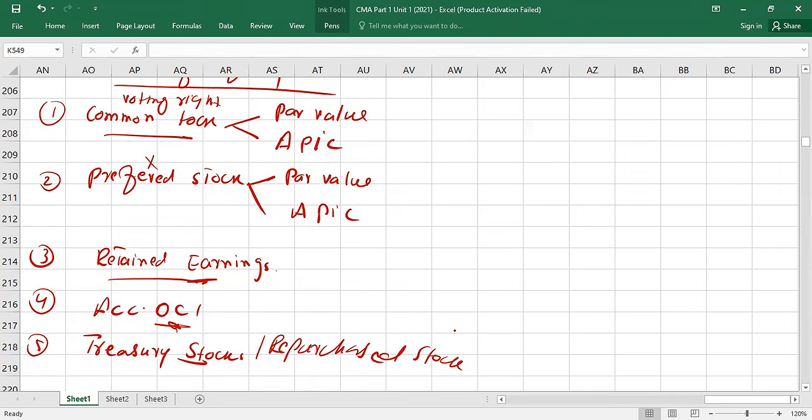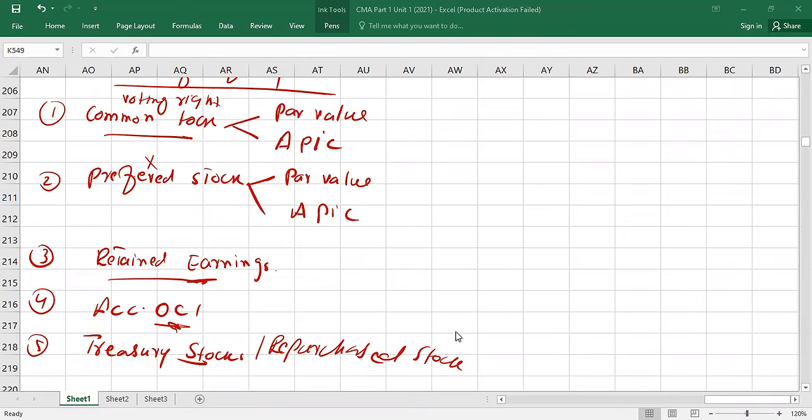How will you define equity? It's the residual interest of owners in the assets of the business after subtraction of liabilities. And what items are there? Common stock, preferred stock, retained earnings, accumulated OCI, and treasury stock. What's the alternative name of treasury stock? Repurchased stock. Mostly these items are there in the equity section.